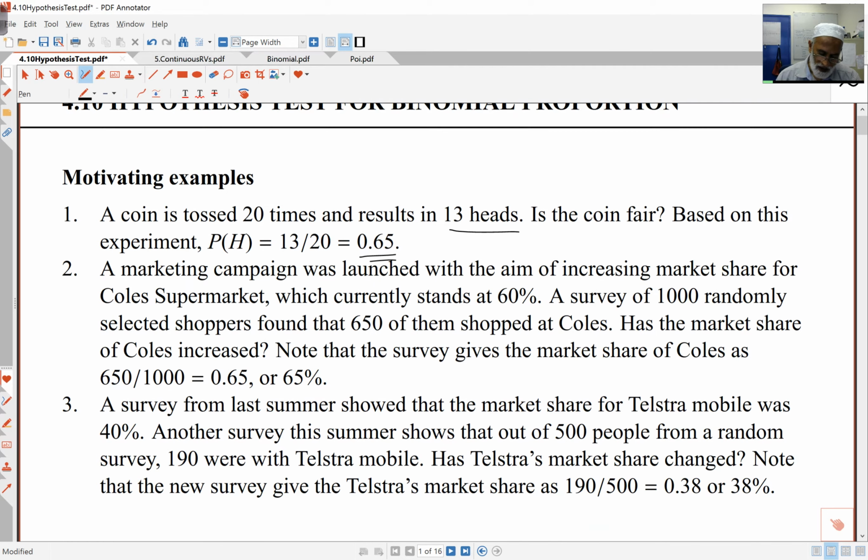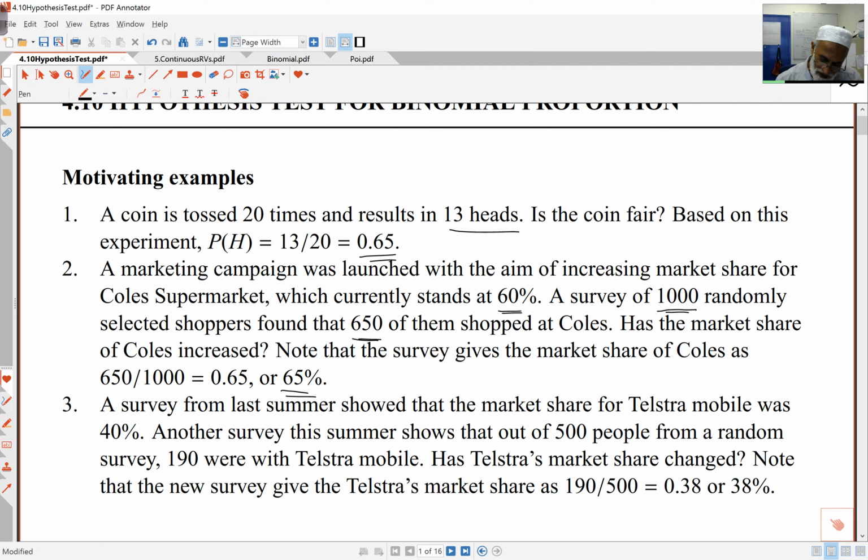Another example is a marketing campaign launched to try and increase the market share for Coles, which stands at 60%, actually it's more like 30%. A survey of 1,000 people selected at random found that 650 of them shopped at Coles. So is this a sign that the Coles market share has increased? It used to be 60%, now it's 65%.